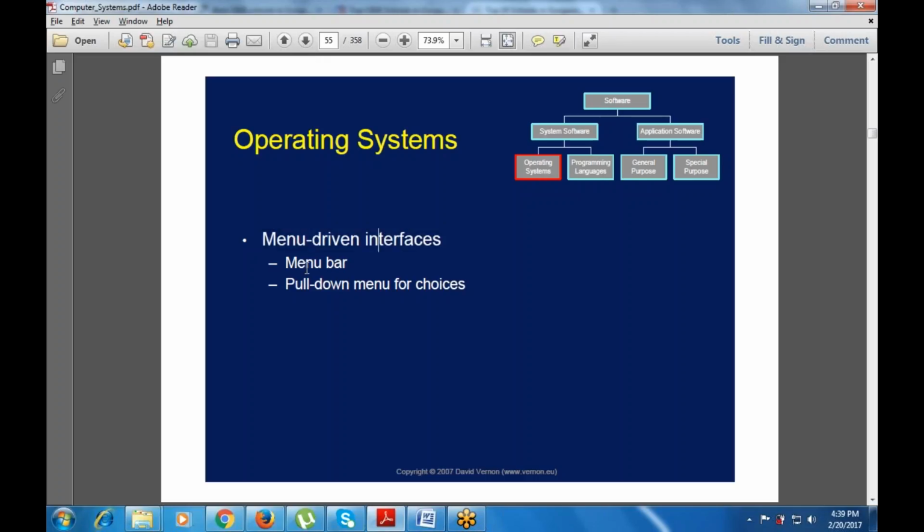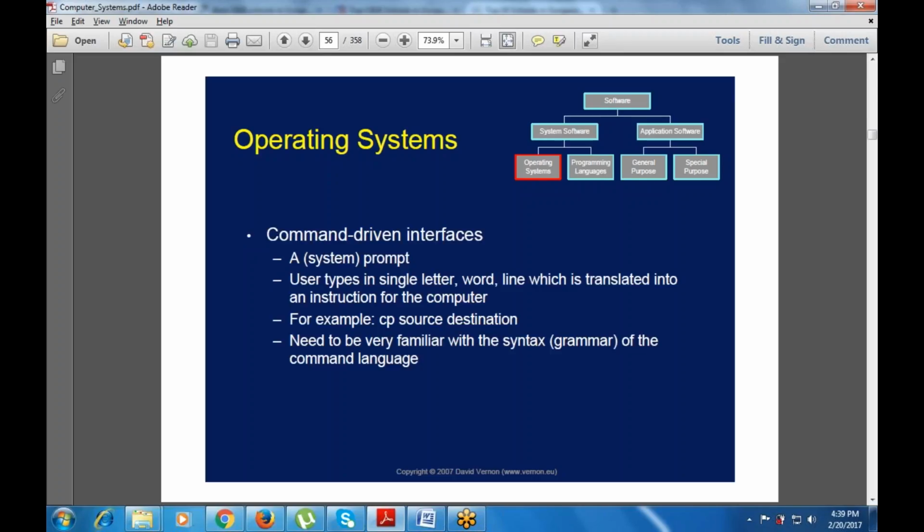Menu-driven interfaces have a menu bar and pull-down menus for the choices. Command-driven interfaces have a system prompt. That means, for example, in MySQL, which has a system prompt, users type some single letter, word, or line, which is translated into an instruction for the computer. For example, cp is used to copy from the source to the destination.